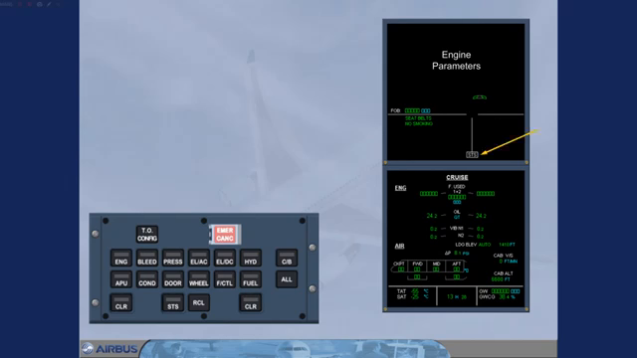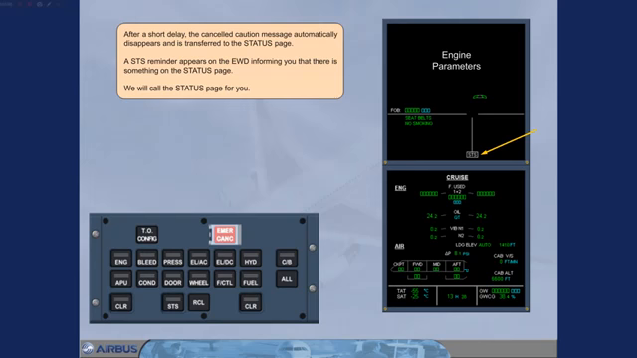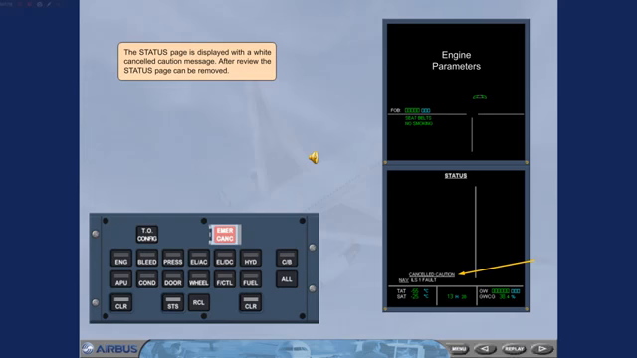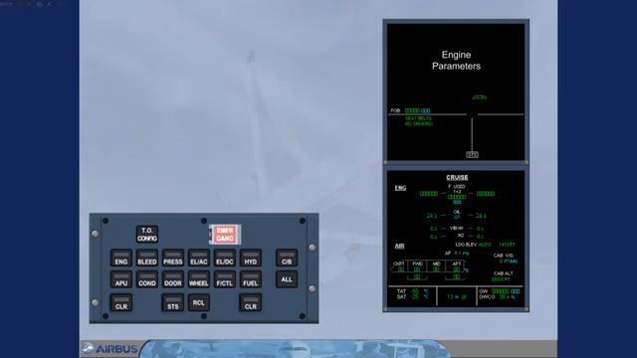We will call the status page for you. The status page is displayed with the white cancelled caution message. After review, the status page can be removed. The cruise page returns on the lower Ecam display, and there is a status reminder on the engine warning display.